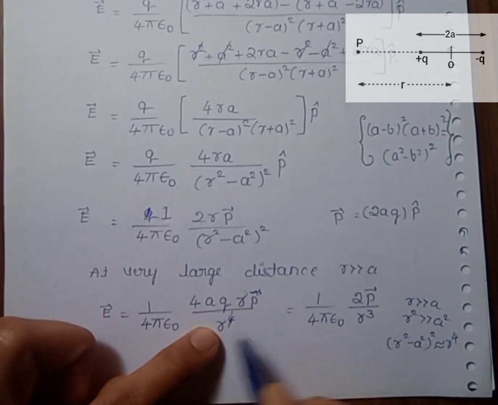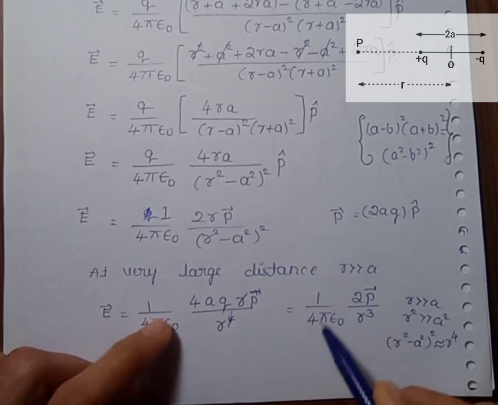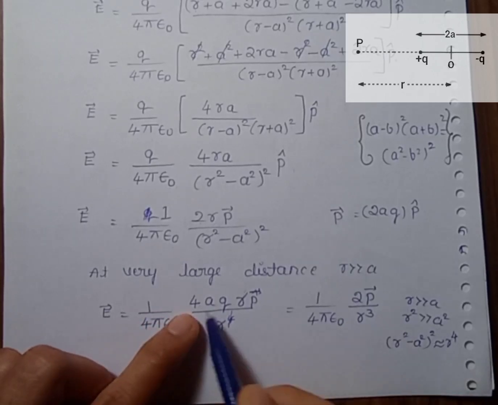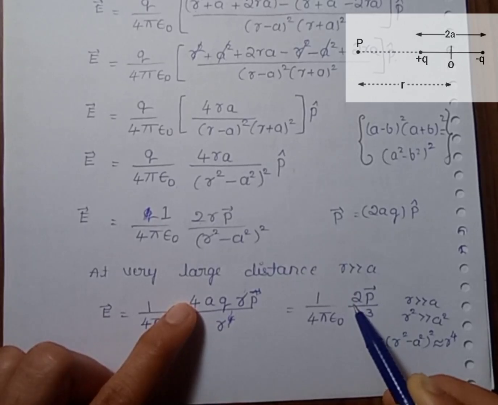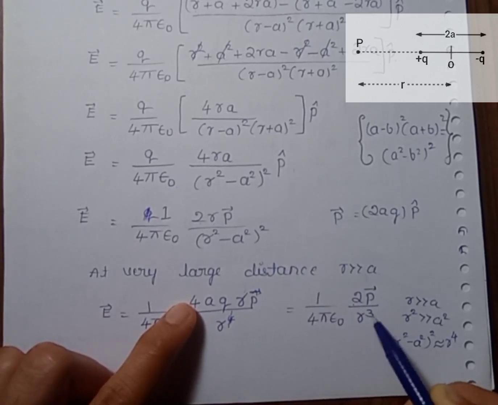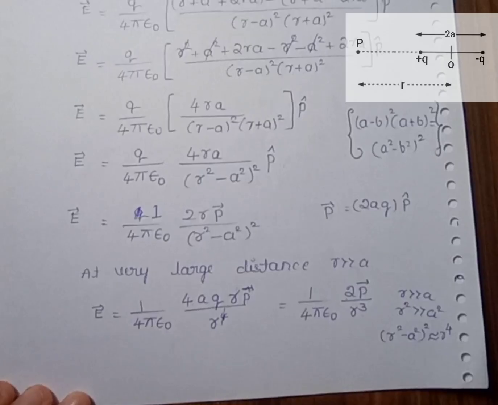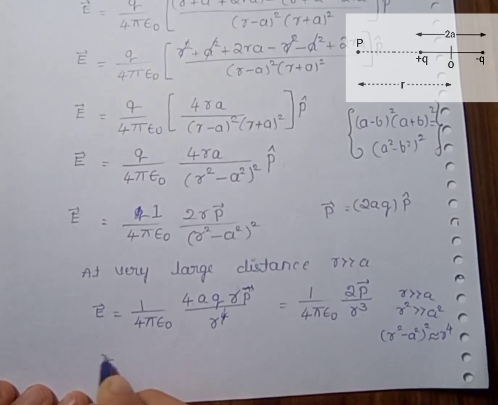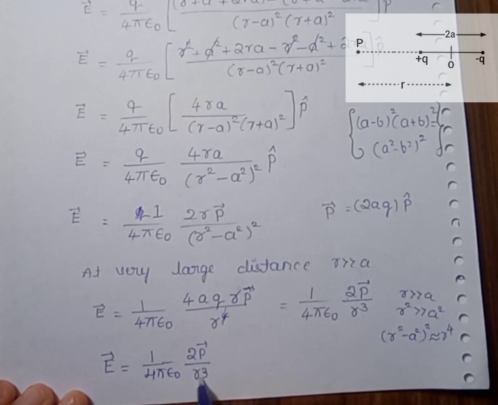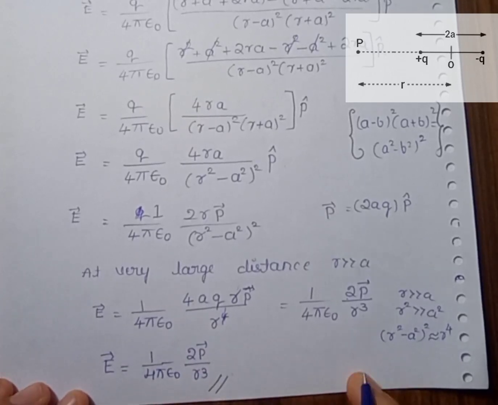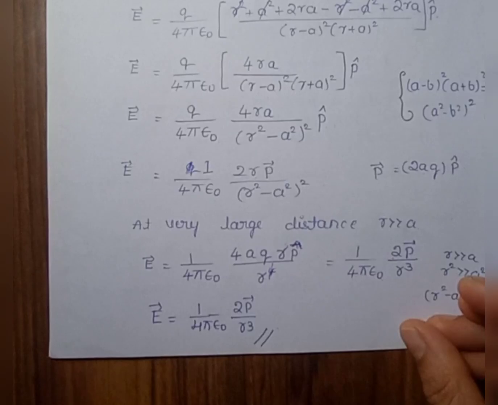One R and another R cancel each other, then we will get 1 divided by 4 pi epsilon naught 2aq, that is vector P, into the remaining quantity 2 divided by R cube. The total electric field at the axial point is equal to 1 by 4 pi epsilon naught 2 into vector P divided by R cube. This derivation is very important for 5 marks in the final examination.